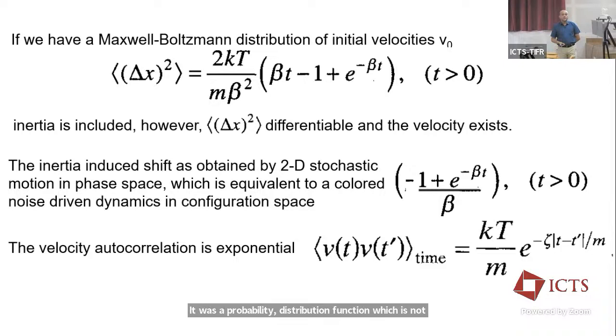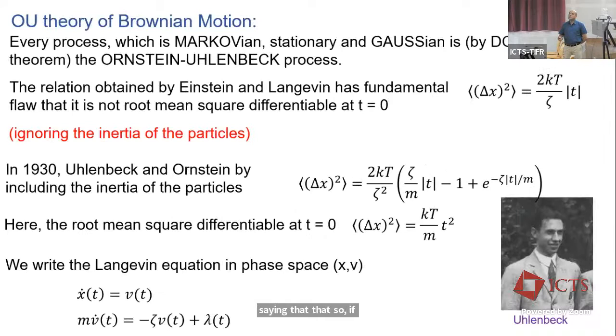Okay, so ultimately the velocity autocorrelation function gives you exponential correlation, and this exponential correlation is always true even if we are not considering this particle or any other thing. I'm saying that if it is a Markov process, it is always exponentially correlated, which was given by this Einstein-Uhlenbeck.